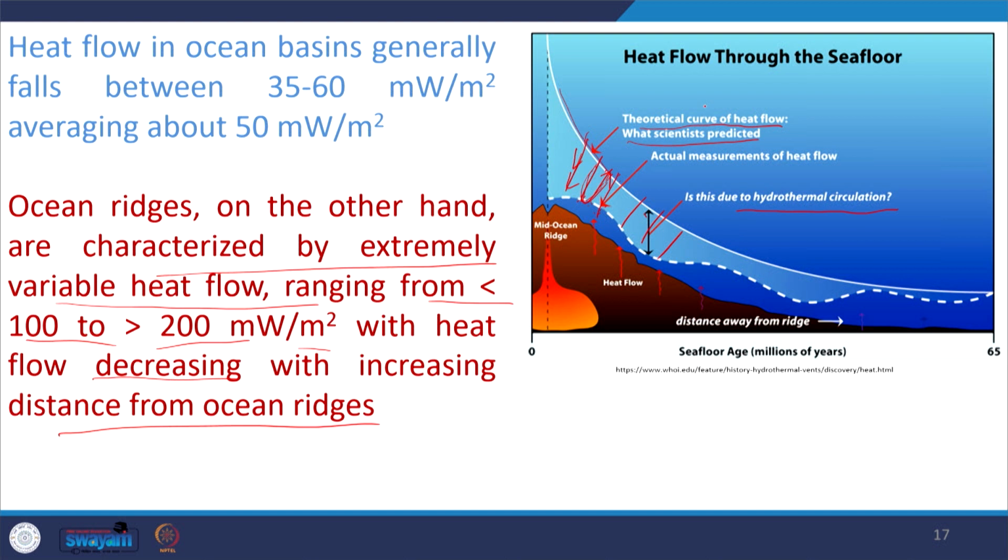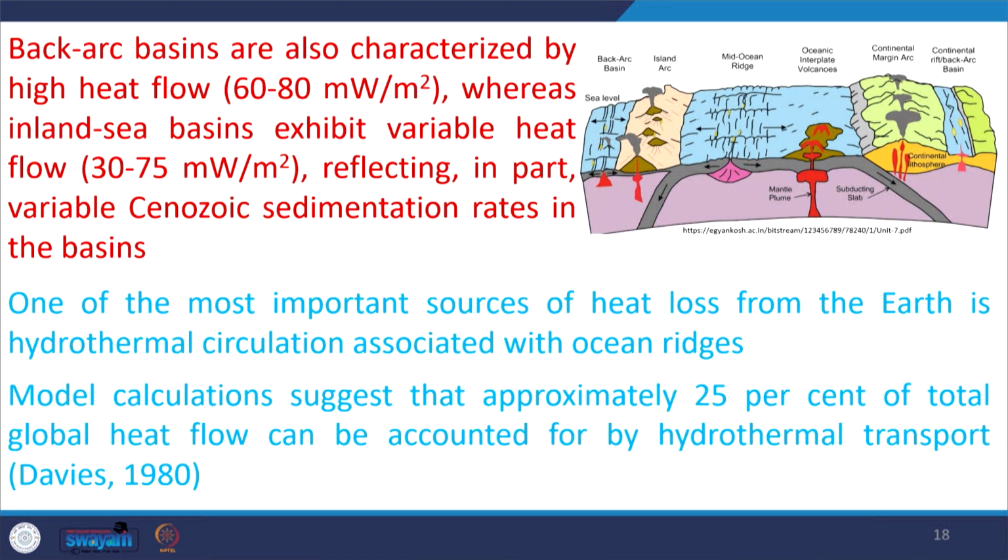In future classes, we will talk about this divergent system, and we will talk in detail about how this heat system is distributed in the mid-oceanic ridge and what its role is in mineralization, particularly the volcanogenic massive sulphide deposits. Back arc basins are also characterized by a high heat flow environment, whereas inland sea basins exhibit variable heat flow, reflecting in part variable Cenozoic sediment rates in the basins. So, this is the back arc basin, and it is also represented by a high heat flow environment, because it is a rift basin.